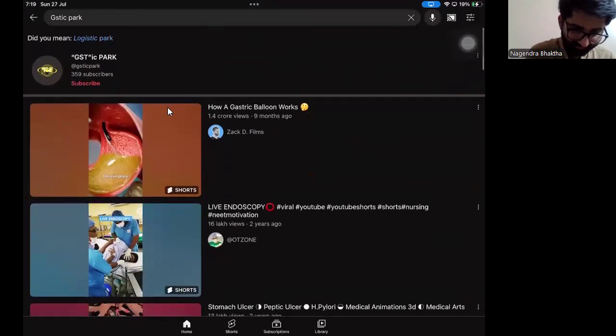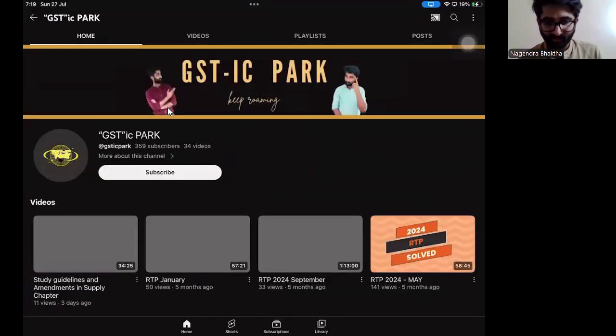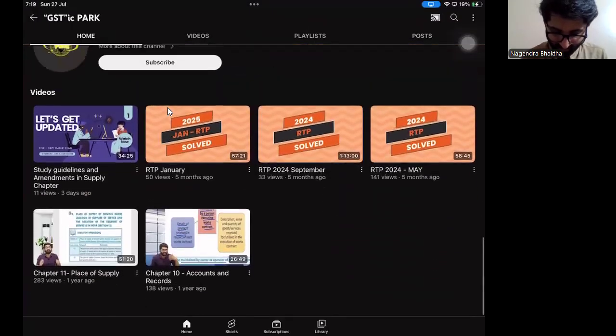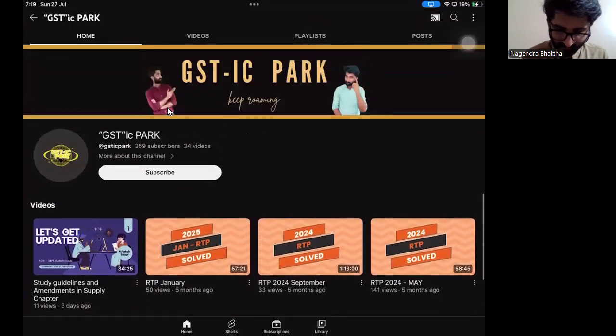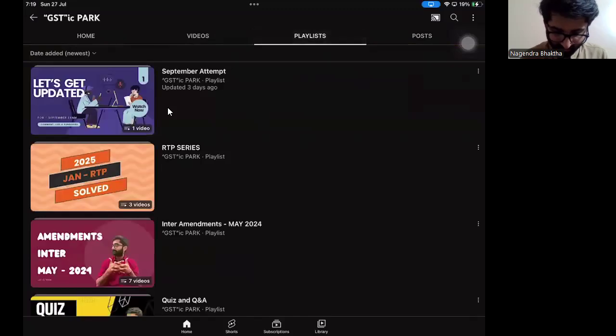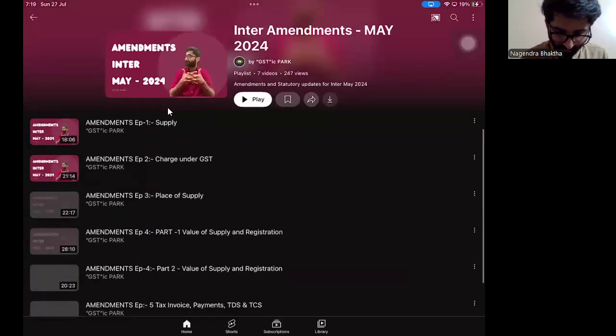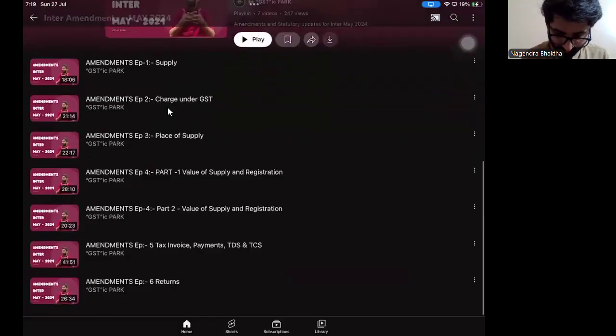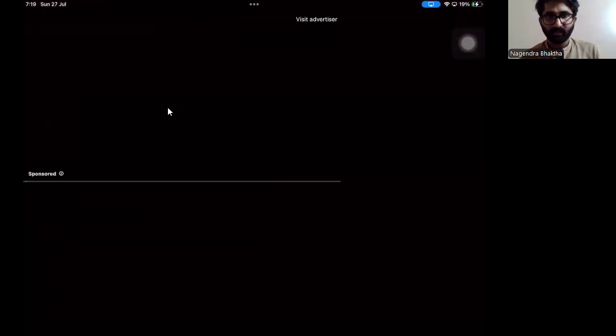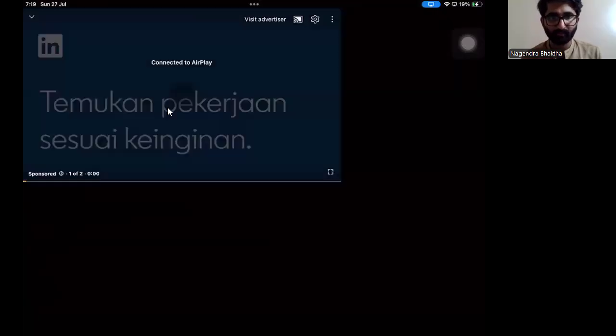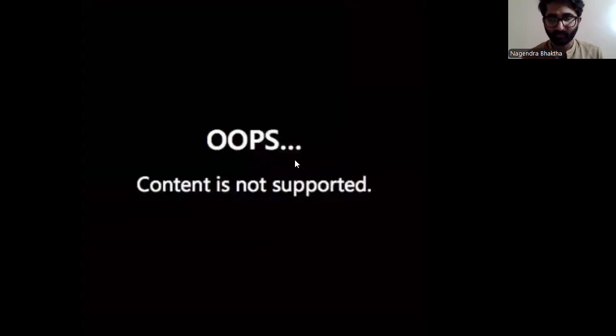Yeah, GST Park. In GST Park, you can see the earlier amendment videos. I'll go to playlist, enter amendments here. Value of supply, tax invoice, returns, charge of GST. In this charge of GST, here you cannot play this. Okay, here it cannot be played, but charge of GST you can see that.